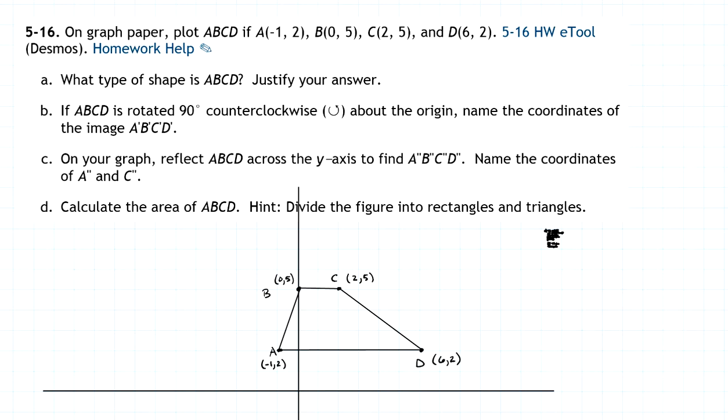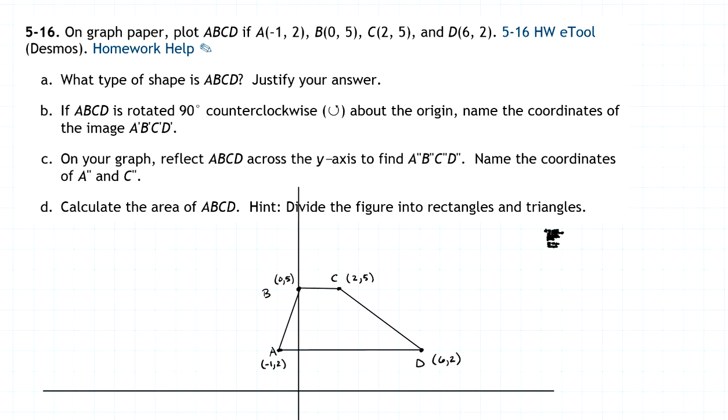On the graph, hyperplot points A, B, C, D. You can see everyone kind of set this up. A was at -1, 2. B was at 0, 5. C was at 2, 5. And D was at over 6, up 2. What type of shape is ABCD?